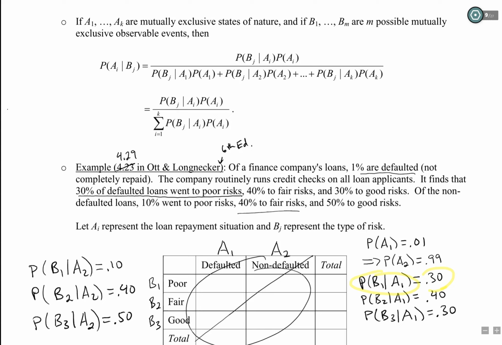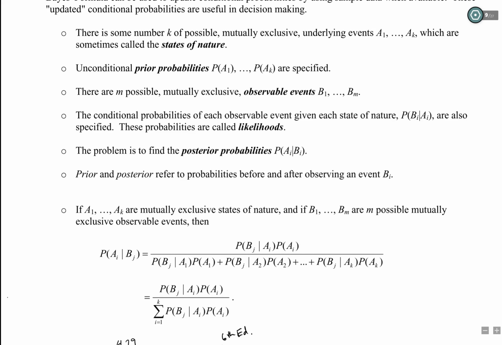So the A's are what are called states of nature. In the context of the bank example, the state of nature is the type of risk the person is. Okay, I'm sorry, not the type of risk. That's the observable event. Back up. That's the observable event. We can observe from a credit score that this person is a fair risk, a good risk, a poor risk, that sort of thing. The states of nature would be what's going to happen throughout the course of the loan. Is the loan going to be defaulted or not defaulted?